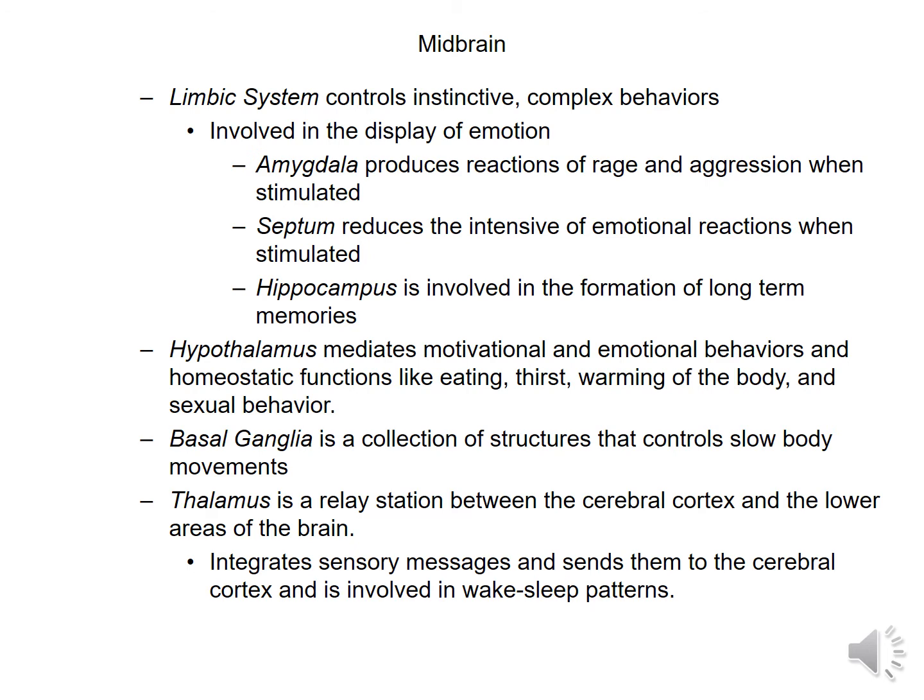The basal ganglia is a connection of structures that controls slow body movements like holding a cup. This is the area of the brain that's damaged during Parkinson's disease. They're not really sure why that happens, but the basal ganglia smooths out behavior. One structure that's not listed on the sheet is the corpus callosum, which connects the two hemispheres of the brain. It basically is a white fibrous tract that connects the hemispheres.